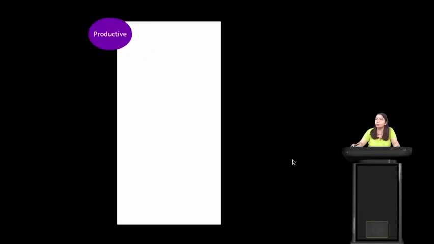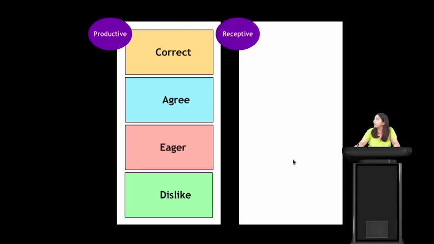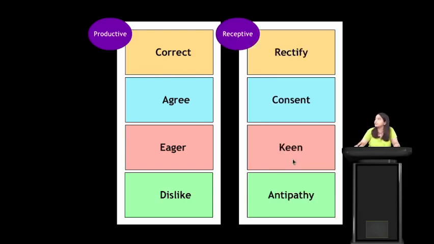Now let's understand what is productive vocabulary. Correct, agree, anger, dislike. These are words which we use in our daily life. These are productive English, or you can say productive vocabulary. Now, receptive. What is receptive? Like rectify: in place of correct we say rectify. In place of agree we say consent. In place of anger we say keen. And in place of dislike we call it antipathy. So these kinds of words we use professionally.